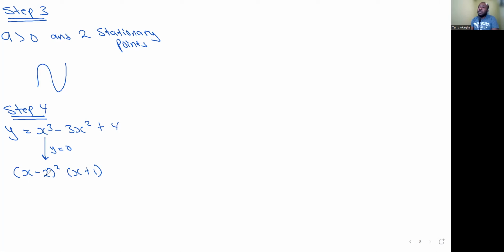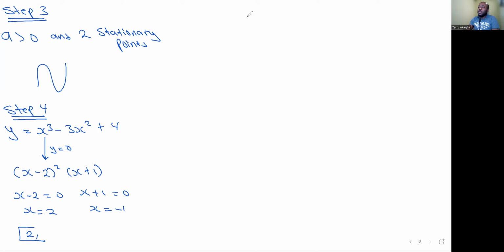So basically, once you've done that and got the answer, it's going to become x minus 2 is equal to 0, and x plus 1 is equal to 0. So we have x is equal to 2, and x is equal to minus 1. And you can put it in the intercept form. So x is 2, y is what?